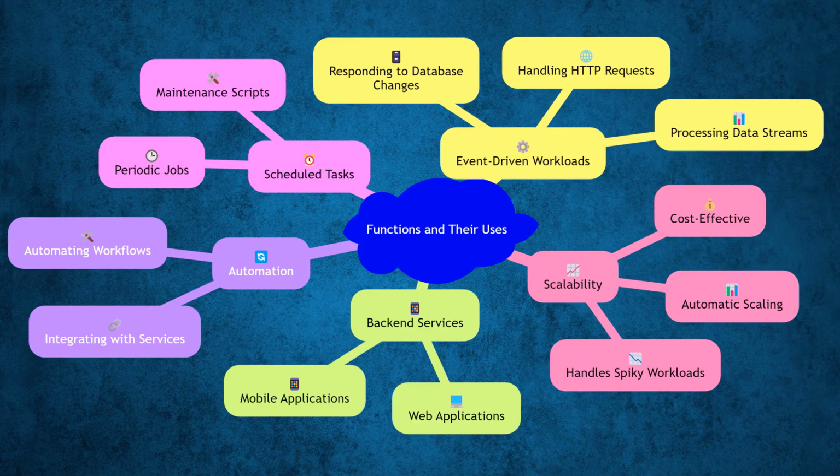Functions are best suited for event-driven workloads, such as processing data streams, handling HTTP requests, or responding to changes in a database. They are ideal for building back-end services for mobile and web applications, automating workflows, and integrating with other services through triggers and bindings. Functions are also useful for scheduled tasks, such as running periodic jobs or maintenance scripts. Their ability to scale automatically and cost-effectively makes them a great choice for unpredictable or spiky workloads.